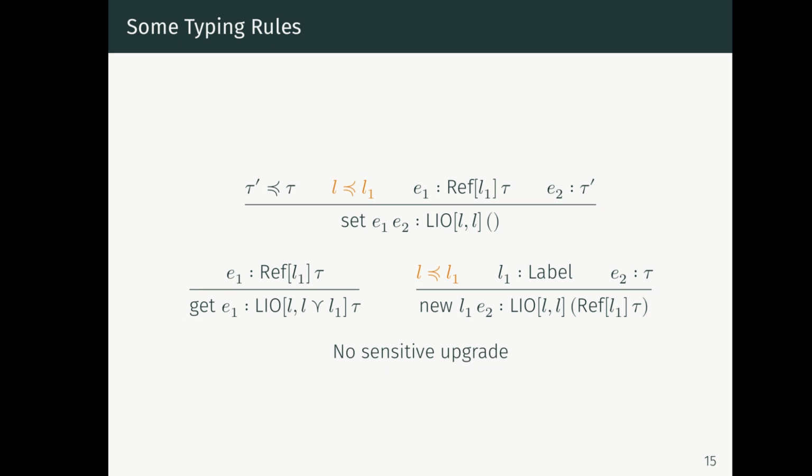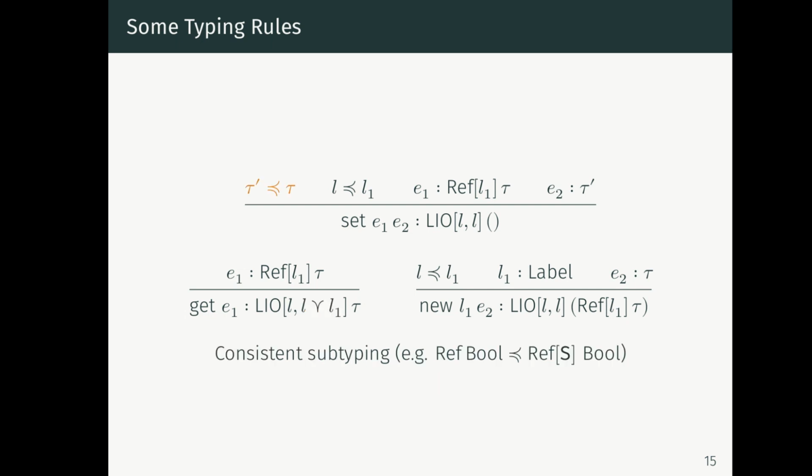The rule for reading references shows another difference of LIO with respect to more traditional information flow control. LIO has a so-called coarse-grained design, where only some values carry labels. The contents of references are protected by the label of the reference. But once we read the reference, the contents are only protected by the PC label. This is why the reference label is propagated to the final PC label in the get rule, for instance.